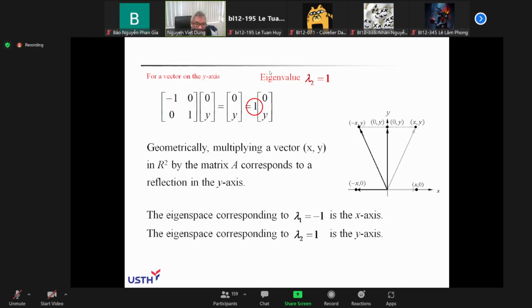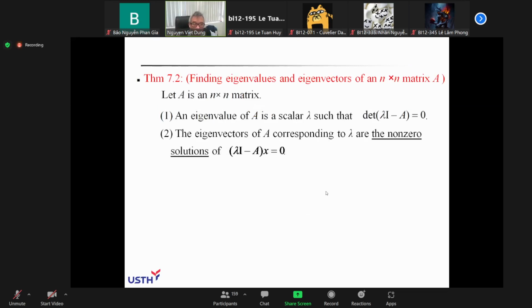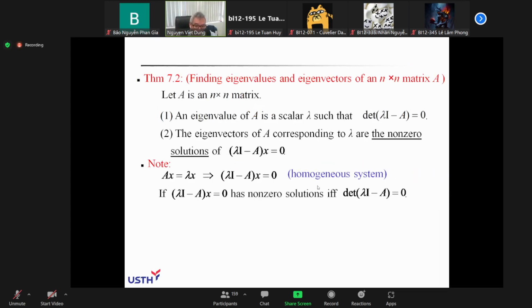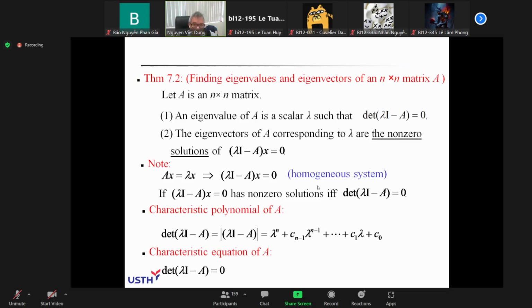Then, because of our investigation here, you see that the eigenspace corresponding to lambda equal -1 is the x-axis, the vectors lying here. And the eigenspace corresponding to lambda equal 1 is the y-axis here. And it is obviously a subspace of R2. And here, I have explained to you a way to find the eigenvalues and eigenvectors of any n by n matrix.